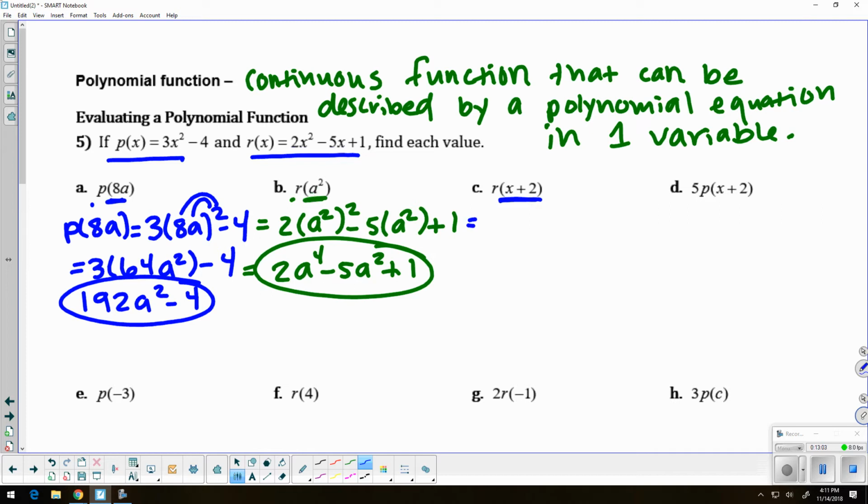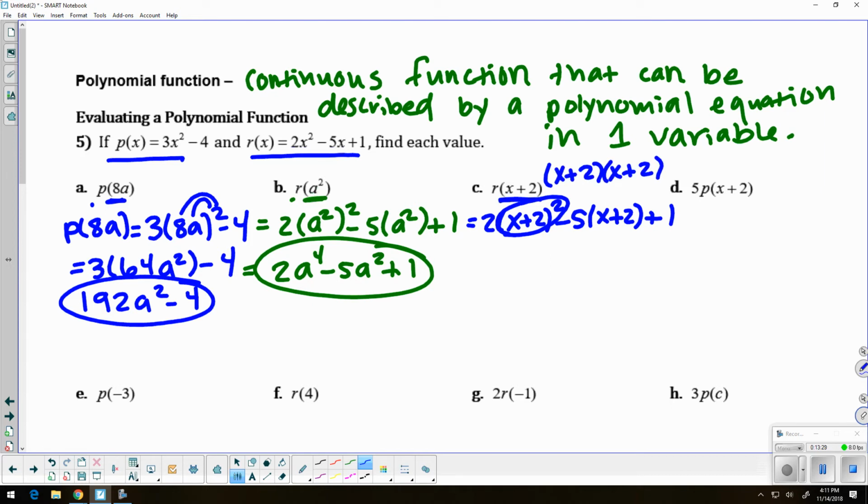And this one's a little tricky, so let me make sure I go through this one in detail. So everywhere you see an x. Okay, so big problem here. All right, first thing, exponent. So you want to square the x plus 2. But to square a binomial, again, you have to FOIL x plus 2 with another x plus 2.